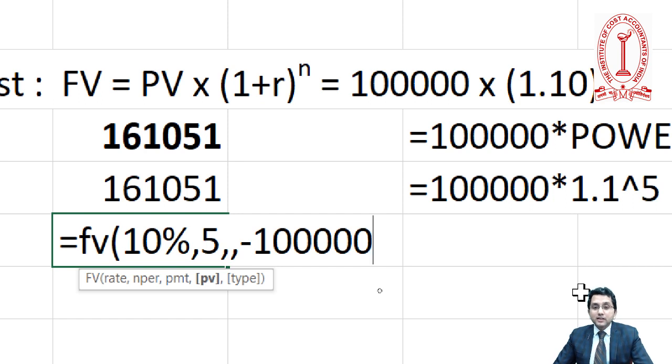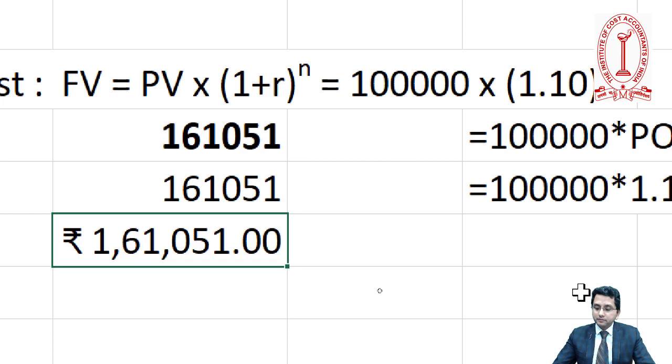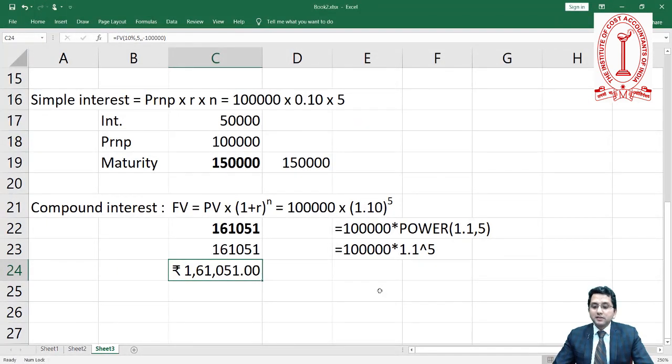And then it is also asking type. But let me tell you, this type is related to PMT. Hence, we need not specify the type. PMT we have already skipped, and type is related to PMT. So I will skip it and simply close the bracket and press enter. And now you can see that the same answer is there, 1,61,051. This is the inbuilt function of Excel.